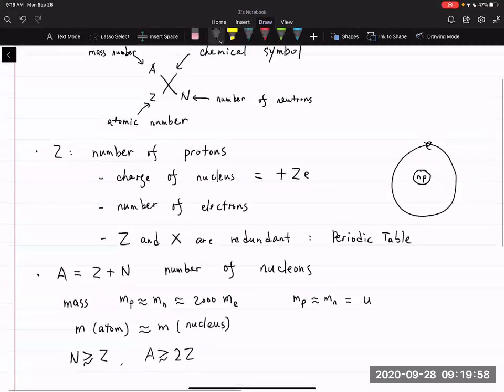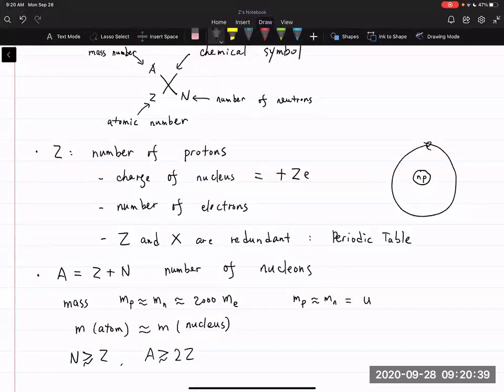Because of redundancy between X and Z, we don't write down the Z. If you write down the X, we have the chemical symbol, then we can look up the periodic table and find out the atomic number. But the number of neutrons can be different. For the same element, say hydrogen, we can have no neutrons, just one proton. Then N would be 0, and A is equal to 1. Then we can have one neutron and one proton, a system we call the deuteron, and then A will equal 2.